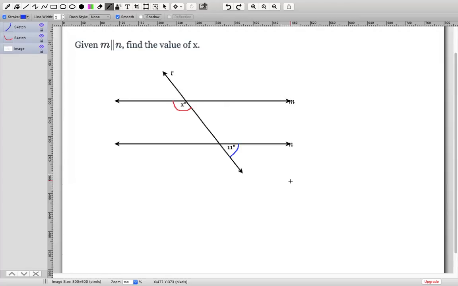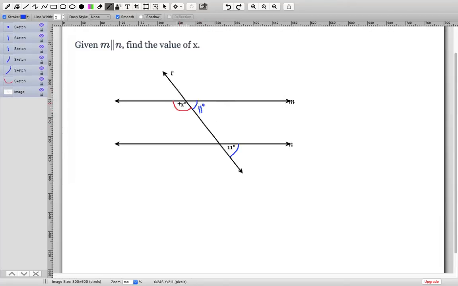Okay, now the first thing I want to check is, is there a relationship between this angle and this angle? Is it a corresponding angle? Is it an alternate interior, alternate exterior, vertical, linear pair, or consecutive interior? If you notice, these two do not fit any of those angle relationships. But here's what I do know. I do know that this angle right here and this angle right here are corresponding. So this angle has to be 11 degrees.